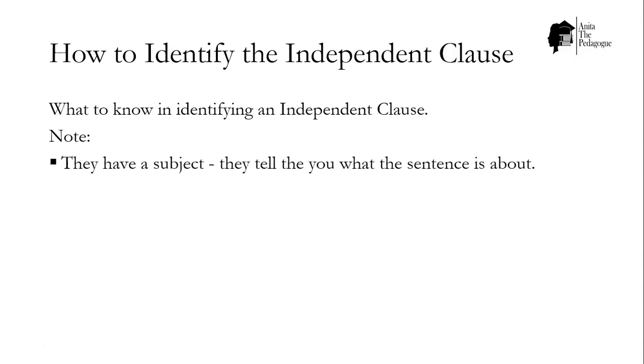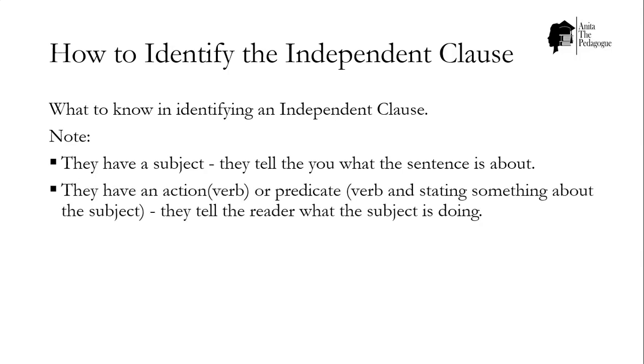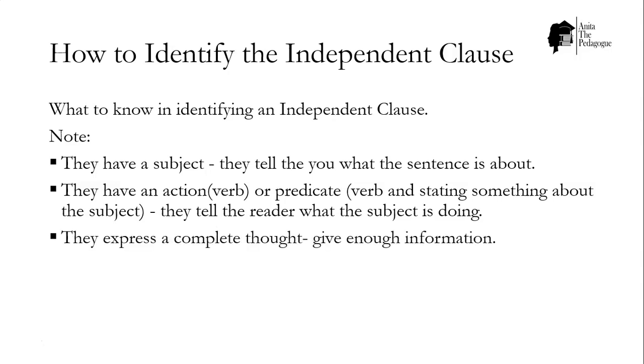Now note that they have a subject, that is, they tell you what the sentence is about. They have an action, a verb, or predicate, the verb and stating something about the subject. That is what will help you to have a complete meaning. They tell the reader what the subject is doing, and they express a complete thought. That is, they give enough information.